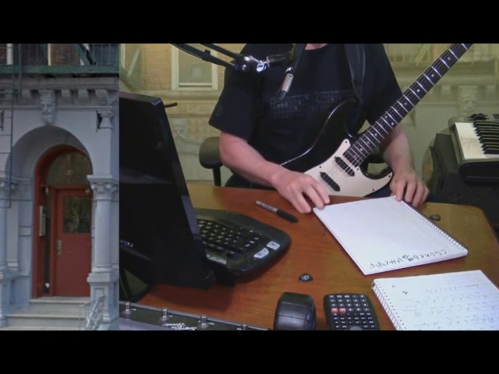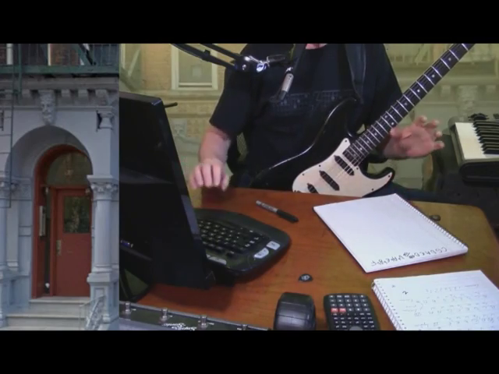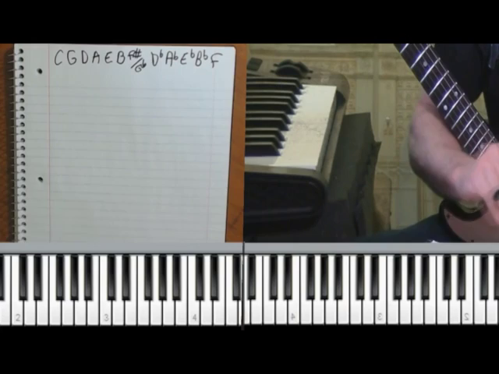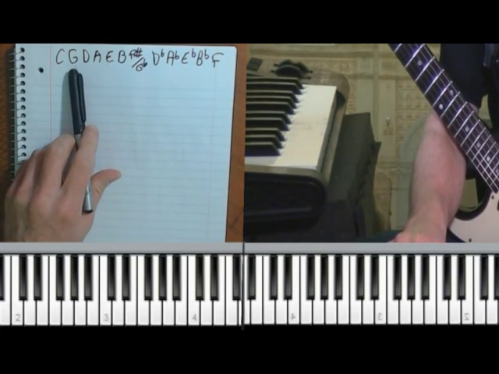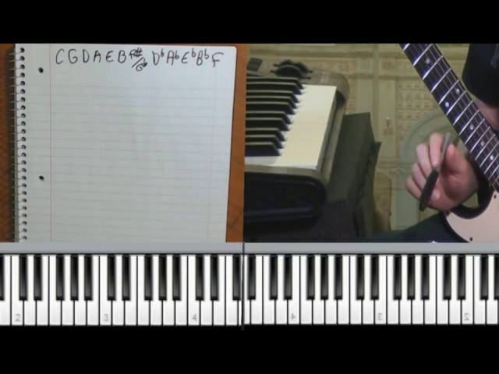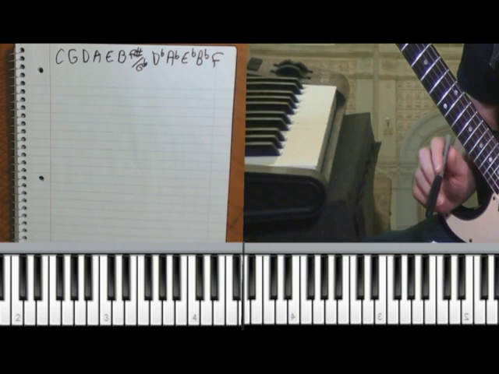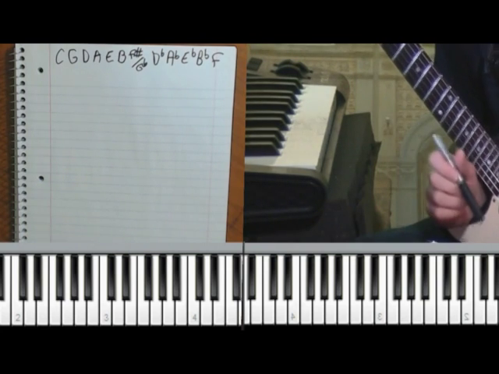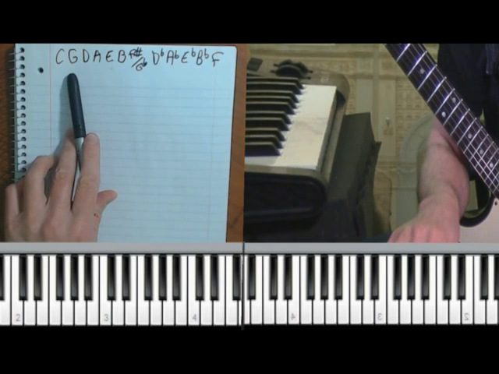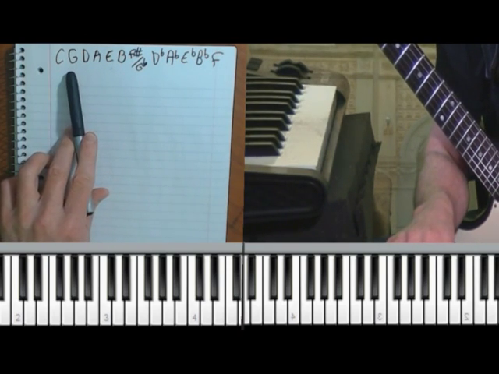Let me see if I can find this thing. Okay, I think it goes like this. Here we go. Okay, so at top here, we have the 12 notes that we previously spoke about. And I just want to see if I can make that a little quieter. All right, so at the top here, you have the 12 notes in the chromatic scale.